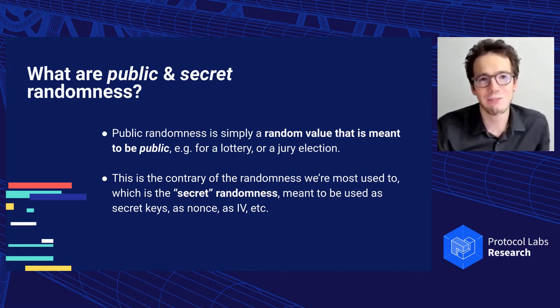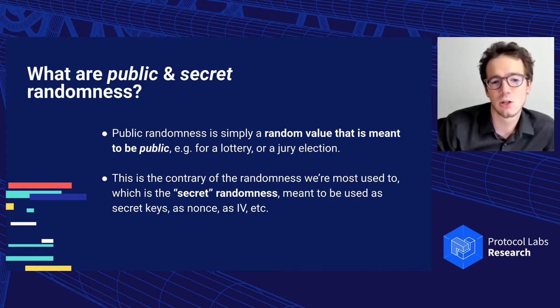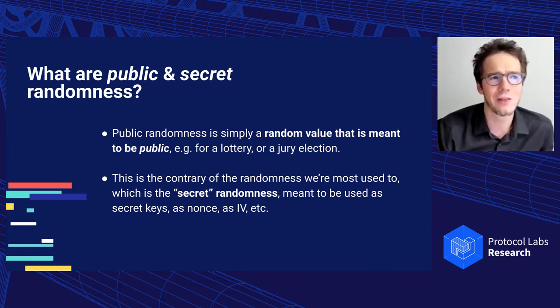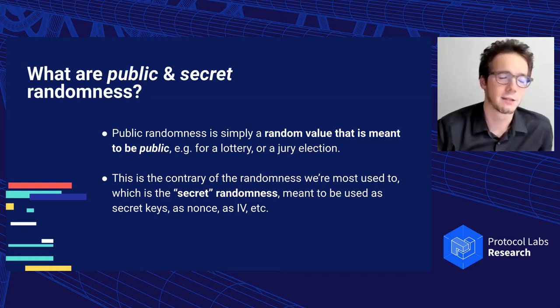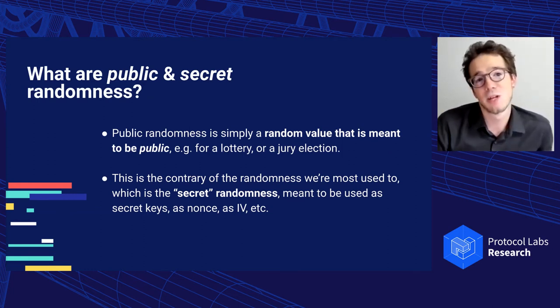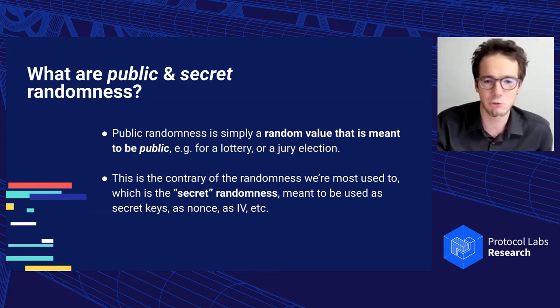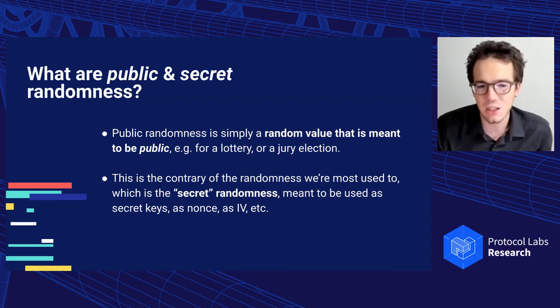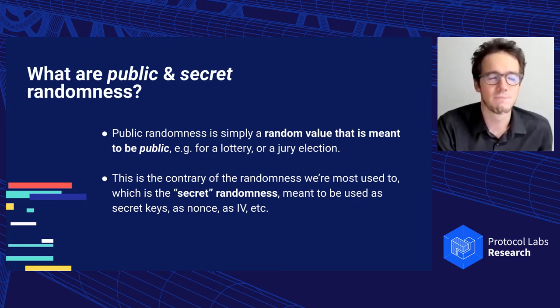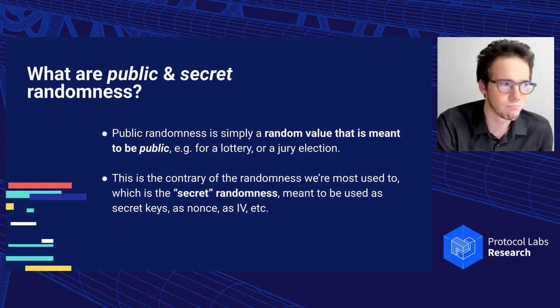What we're more used to, even maybe unknowingly, is secret randomness, because that's what we use to produce secret keys, nonces, initialization vectors. And our computers are actually doing that many times a day, because every time we establish a TLS connection with a website, what's happening behind the hood is basically that the browser will create ephemeral keys using secret randomness and so on. And the thing with secret randomness is that it is meant to stay secret. If you leak the secret value that was used to produce a secret key, then you don't get any security. Same goes with nonces or IVs and so on. So secret randomness is really meant to stay secret.